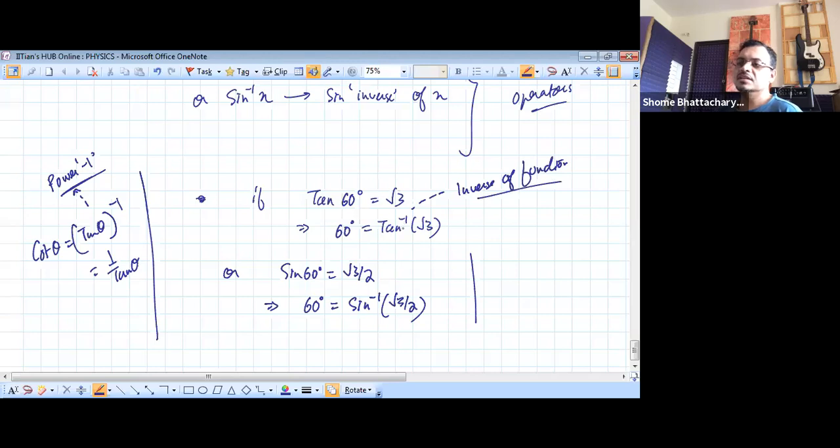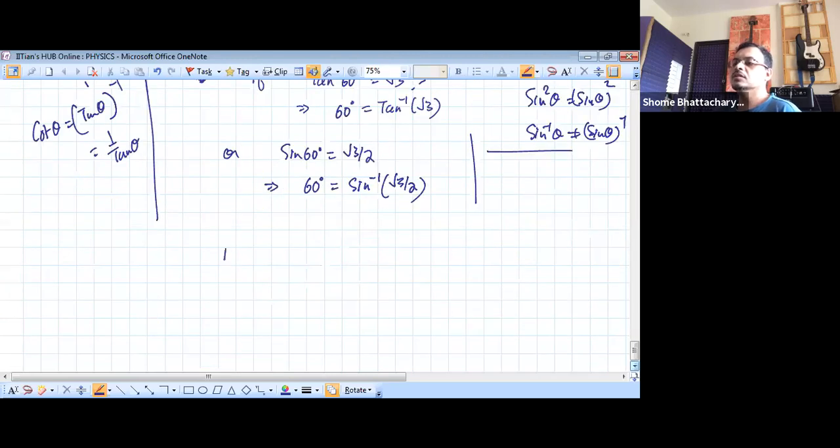So yeah, it's a little confusing. Here it looks like a power, because when we write sine square theta, we write it like this. So this is the same thing as sine theta whole square. But unfortunately, sine inverse of theta is not the same thing as sine theta to the power minus 1. It means something else. It means this. So for example, if we say that theta is equal to sine inverse of 3 by 5, that means sine theta is equal to 3 by 5, or that theta is equal to 37 degrees.